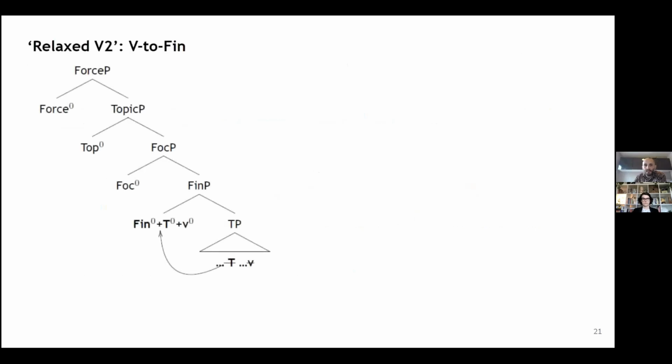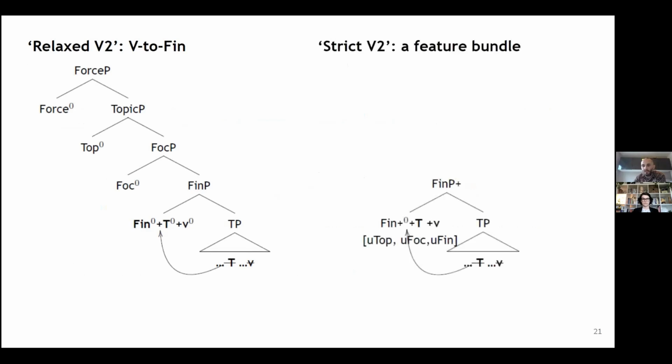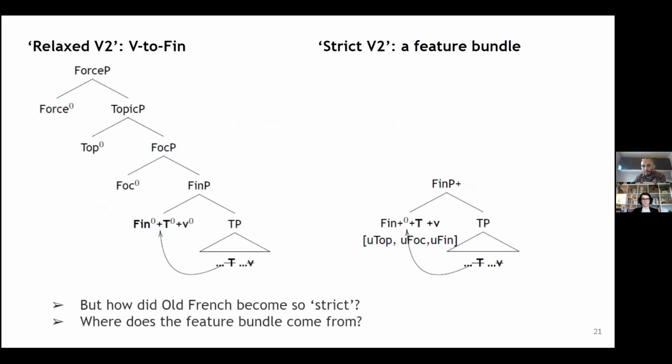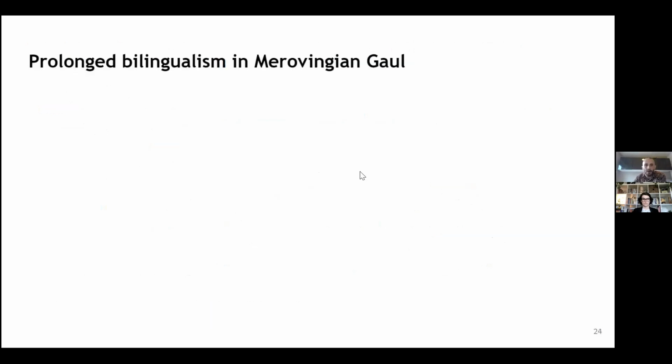So for lax V2, you can simply say that the verb moves to a low peripheral head, and you get the explanation from an articulated left periphery. And from Old French, again, we assume a feature bundle. But the question is, how did Old French become so strict, and where does the feature bundle come from?